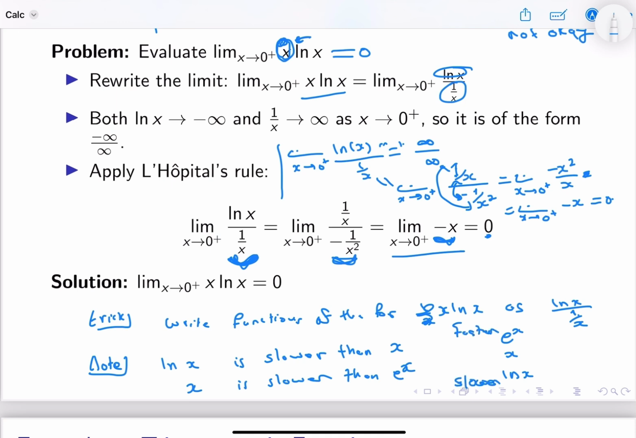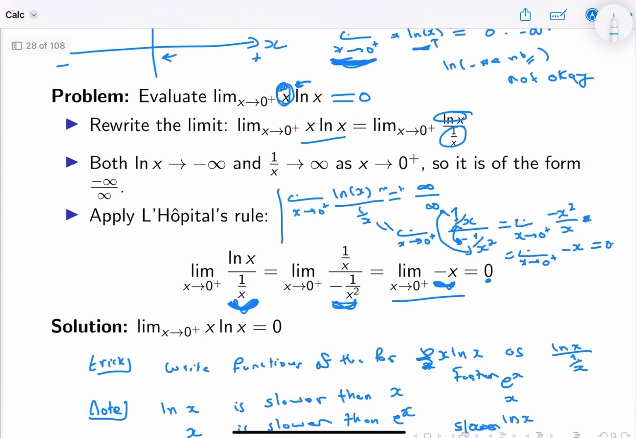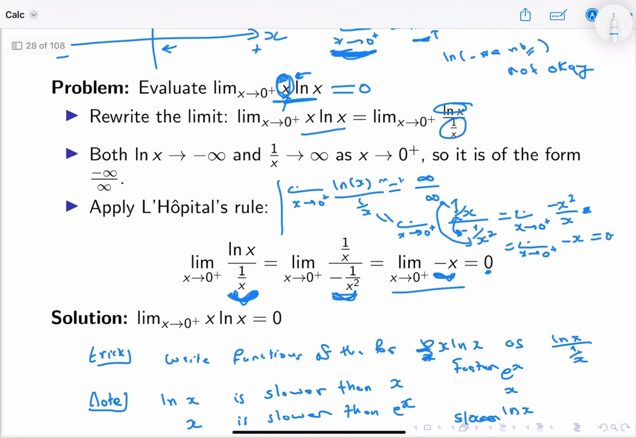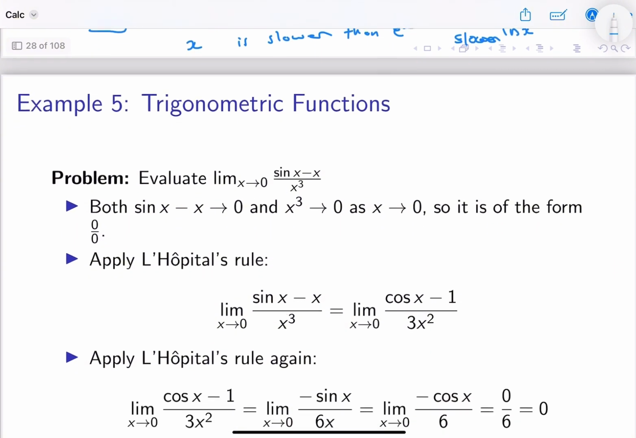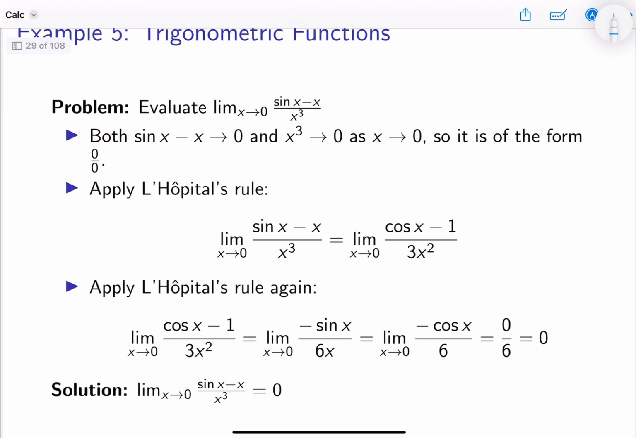In what sense? For example, in this sense, right? If we look at this, x goes faster to 0 than ln x goes to infinity, and thus the limit must be 0. So these are important when you want to get an idea of what the limit might be. But when proving things, you have to write things down, okay? So let us go ahead and see another example.